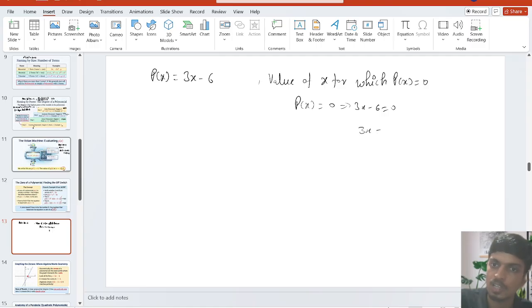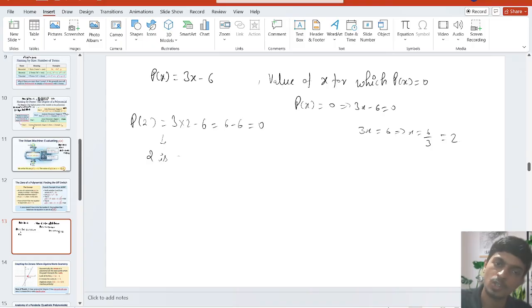Now 3x is equal to 6, so x is equal to 6 by 3, and this is equal to 2. Now if we find the value of the polynomial at x equal to 2: 3 into 2 minus 6 is equal to 6 minus 6, which is 0. So 2 is a zero of p(x). I hope you understand it. Okay.